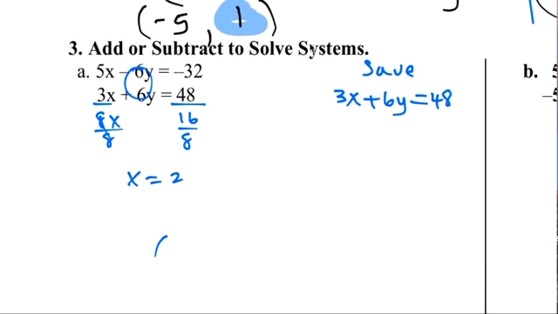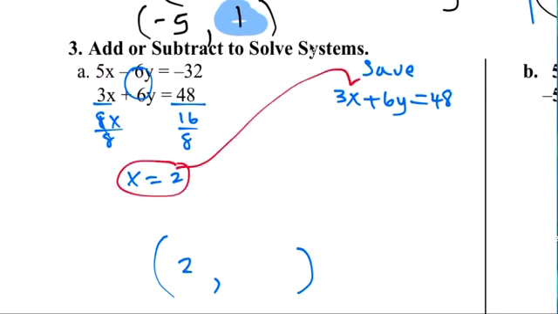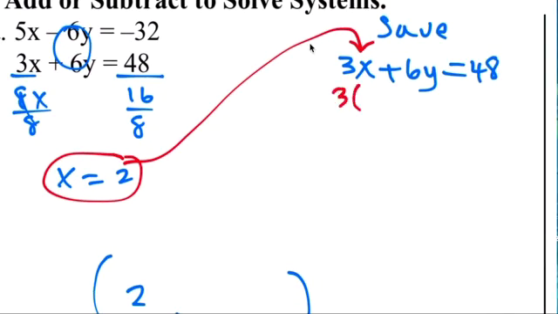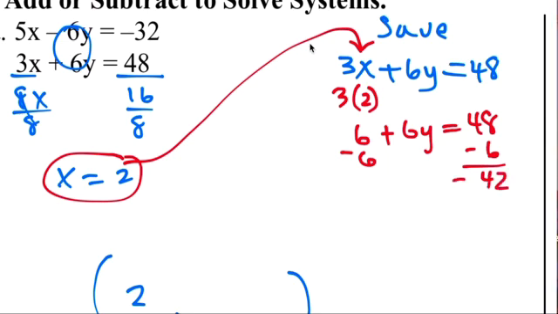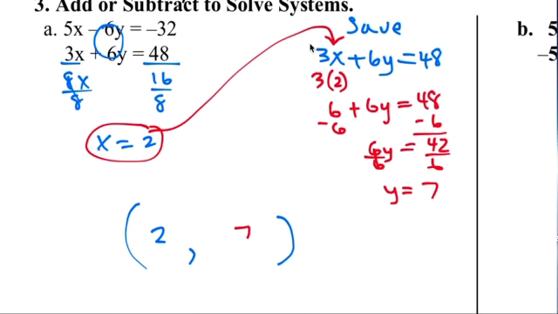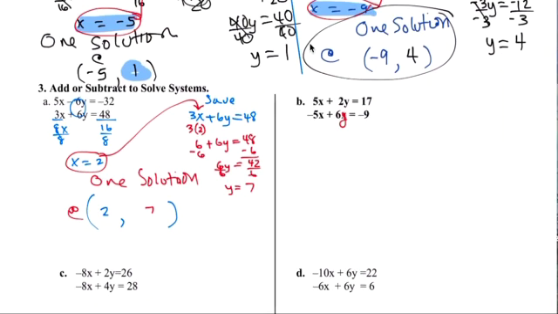Okay, so you got one solution at 2 and another. So you take this 2, put it into x right there. So 3 times 2 is 6, plus 6y goes to 48. Subtract 6, you get 42 equals 6y. Divide by 6, y equals 7. So one solution, they meet at 2, 7.